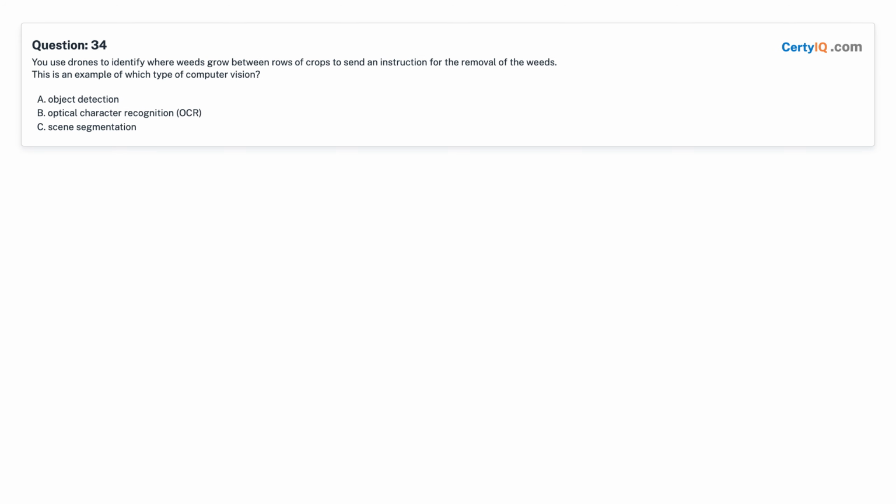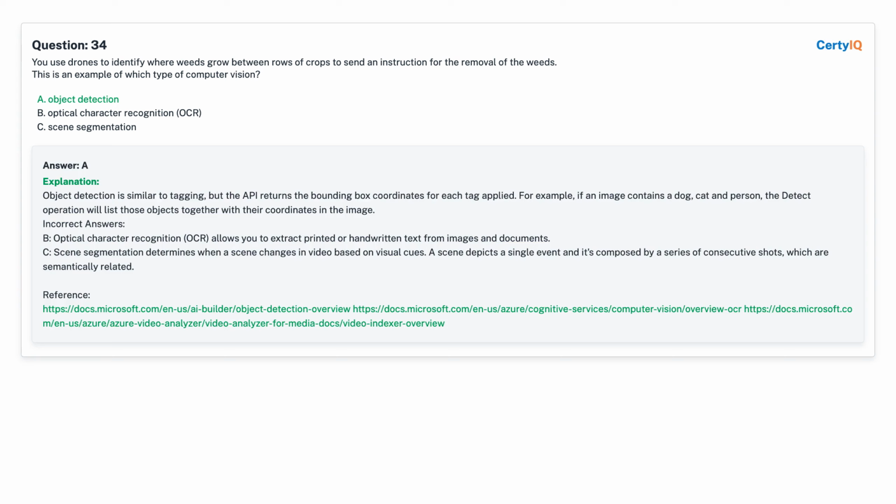Question 34. You use drones to identify where weeds grow between rows of crops to send an instruction for the removal of the weeds. This is an example of which type of computer vision? A. Object detection. B. Optical character recognition, OCR. C. Scene segmentation. Answer is A.